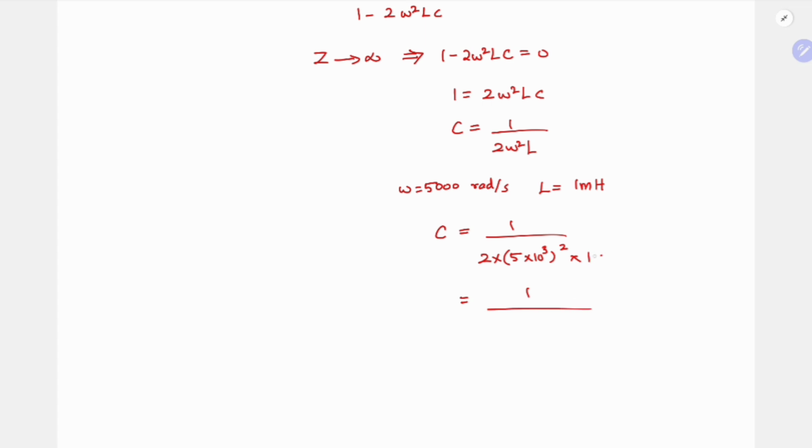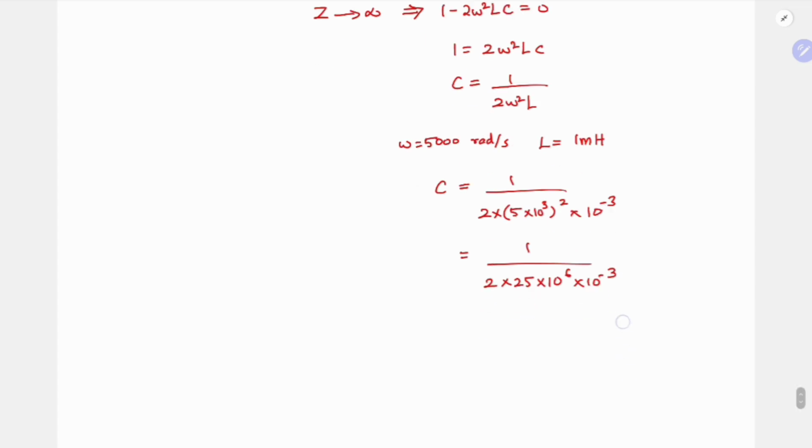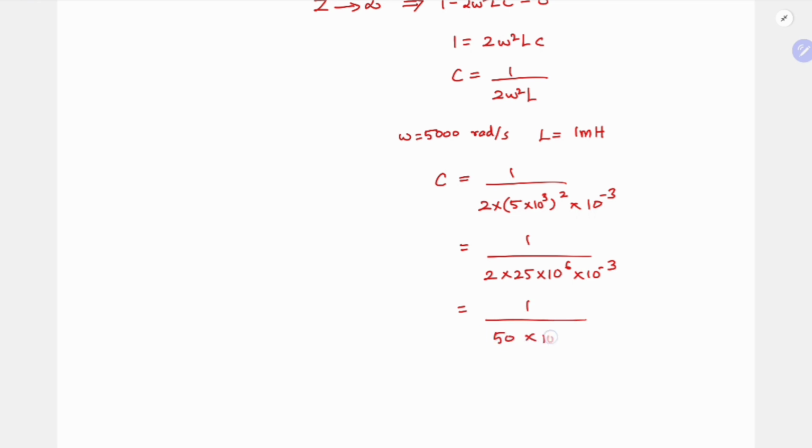So this is 10 power minus 3. So it is 2 into 25 into 10 power 6 into 10 power minus 3. So this is equal to 1 by 50 into 10 power 3. So in terms of microfarad, it is 10 power 3 microfarad by 50. So it is 1000 by 50, which is equal to 20 microfarad.